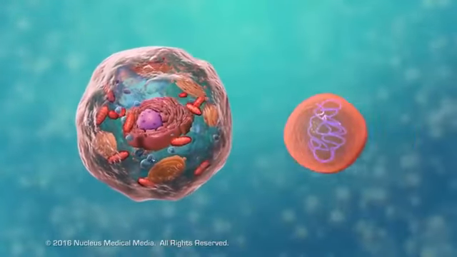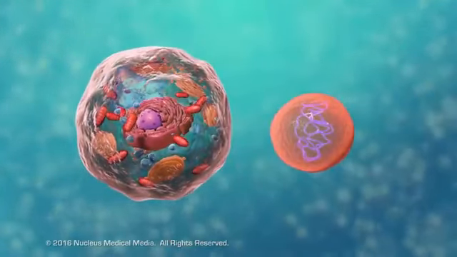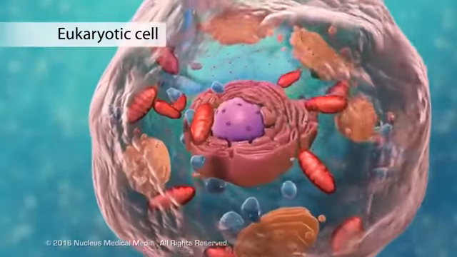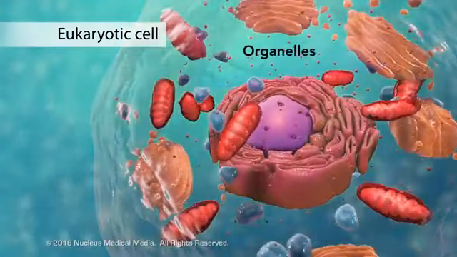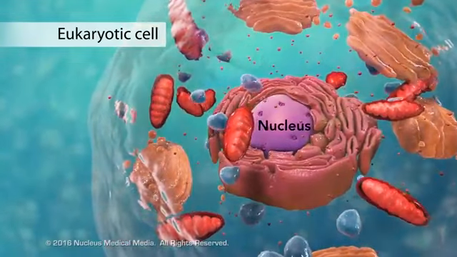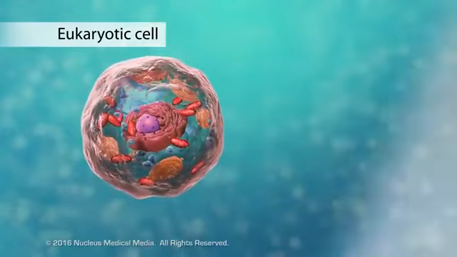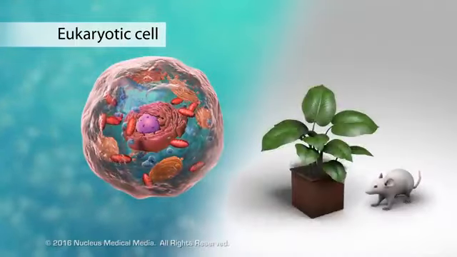There are two broad categories of cells. The first category is eukaryotic cells. They have organelles, which include the nucleus and other special parts. Eukaryotic cells are more advanced, complex cells, such as those found in plants and animals.